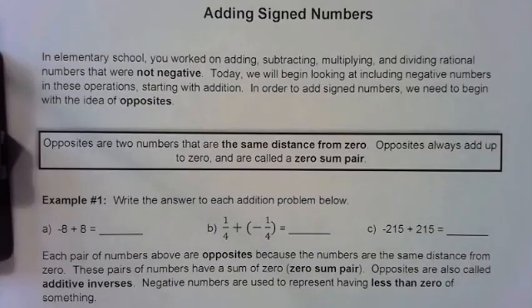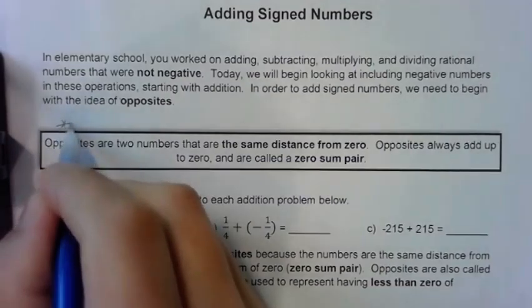In this video, we're going to learn about adding signed numbers. In elementary school, you worked on adding, subtracting, multiplying, and dividing rational numbers that were not negative. Today, we will begin looking at including negative numbers in these operations, starting with addition. In order to add signed numbers, we need to begin to think about the idea of opposites.